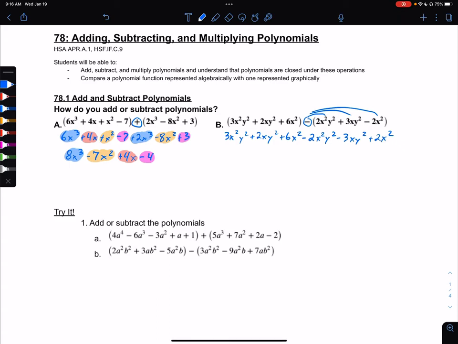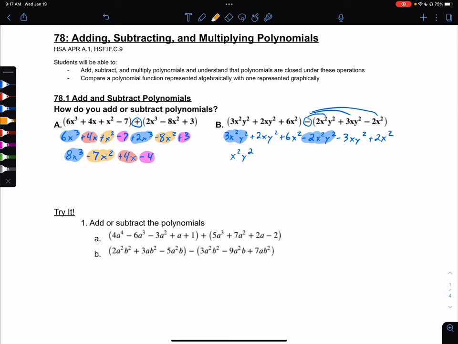Now here, some of the terms have both an x and a y. We again need to make sure that everything matches up. So if I have 3x squared y squared, I can only combine that with something else that is x squared y squared. So in that case, we'd have this negative 2x squared y squared. So 3 minus 2 would be 1. You do not have to show the 1 in front. So I'm just going to write x squared y squared.